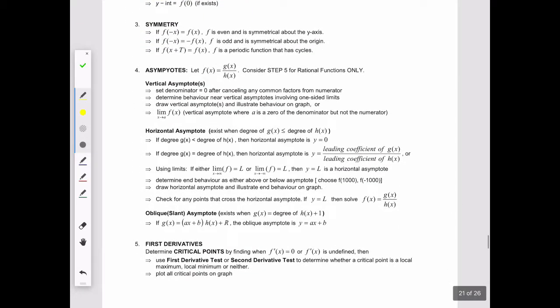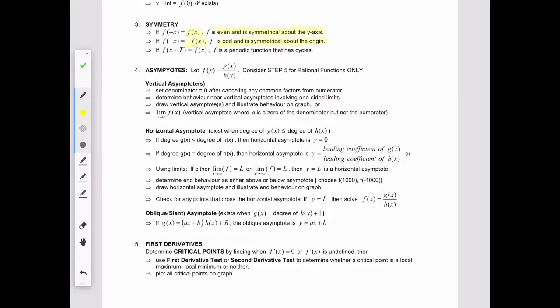For symmetry, all you really have to do is take your function, wherever you have an x, replace it with a negative x. Make sure you include brackets, especially if there's exponents. Simplify it and compare it to one of two things. You're going to compare it back to the original function. If it looks like the original function, then it's going to be even and symmetrical about the y-axis. Or can you factor the negative from the function? If you can do that, it's going to be odd and it's going to be symmetrical about the origin.